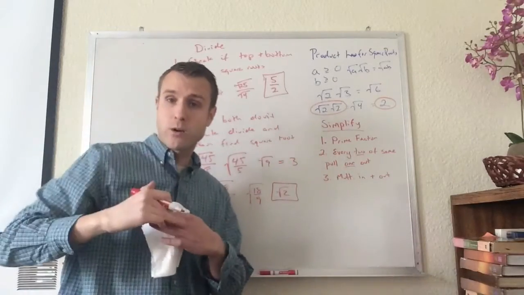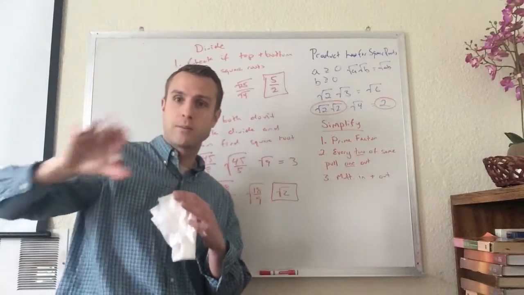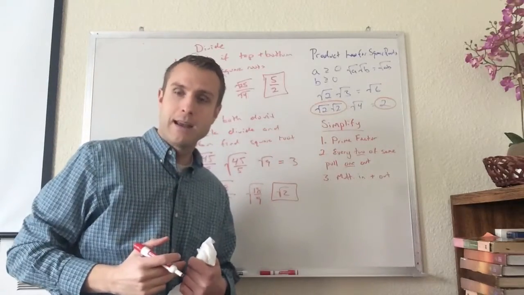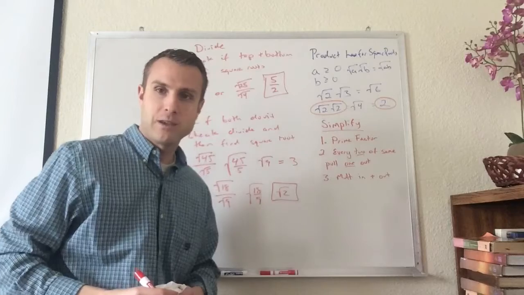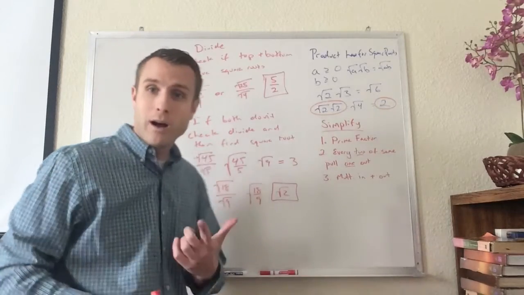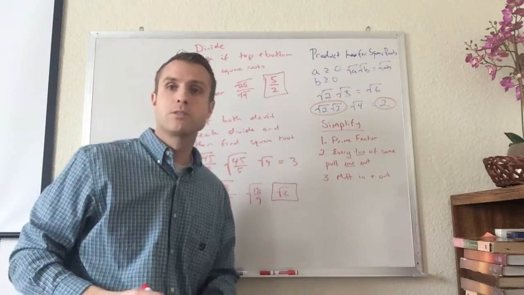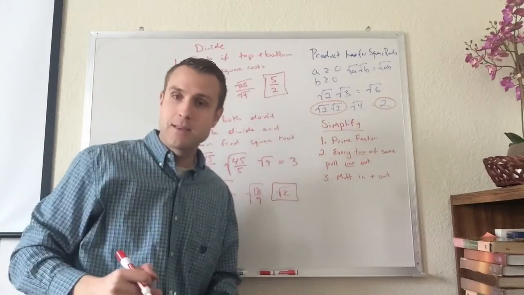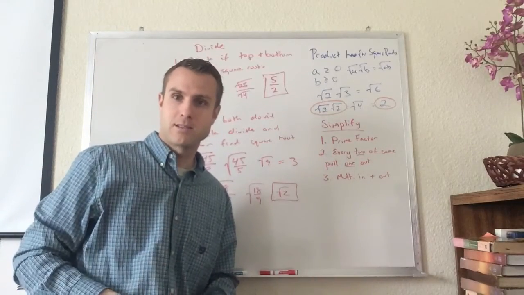So if both have square roots, find the square root of the top, square root of the bottom, and then reduce or divide or leave it as an improper fraction if you can't. If only one or neither one has square roots, then divide the top by the bottom and find the square root of the answer. It's that easy.